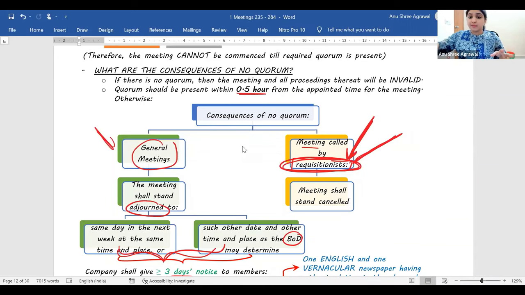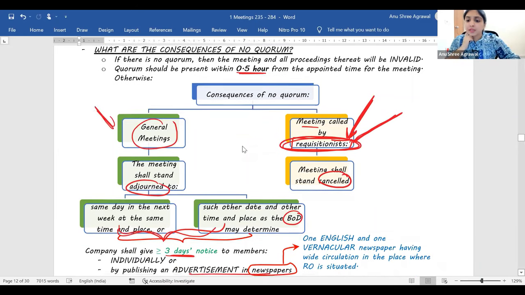So if the meeting is called by requisitionists and in that meeting there's no quorum, no question of adjourning and all, the meeting will get cancelled. But if it is any other normal general meeting, then the meeting will get adjourned to when, same day, same time, same place in the next week or some other date, time, place, which who will decide?